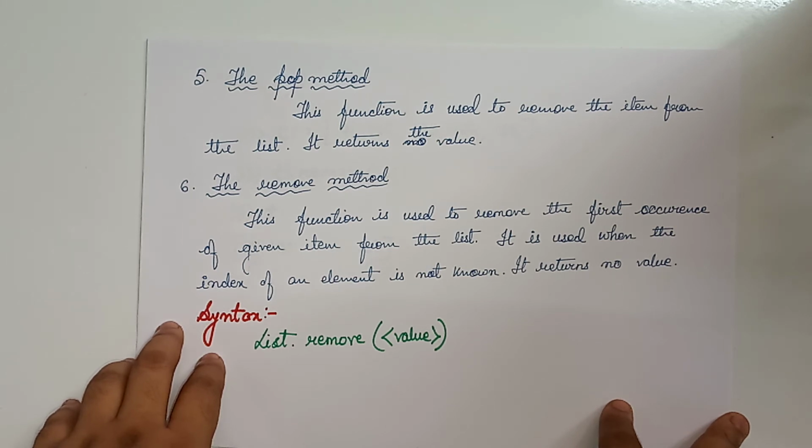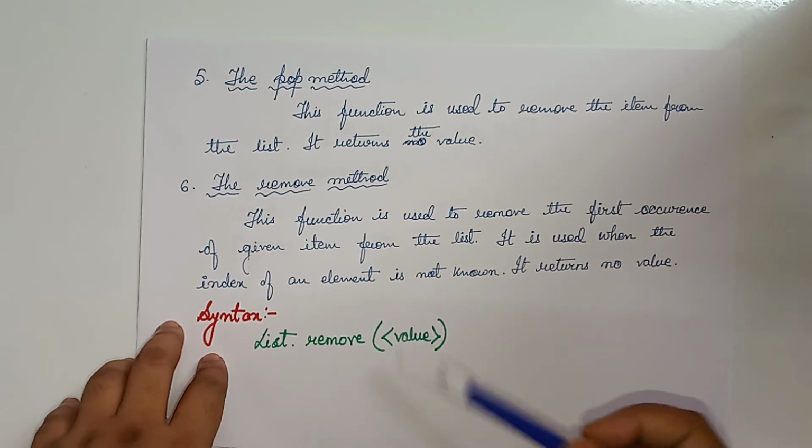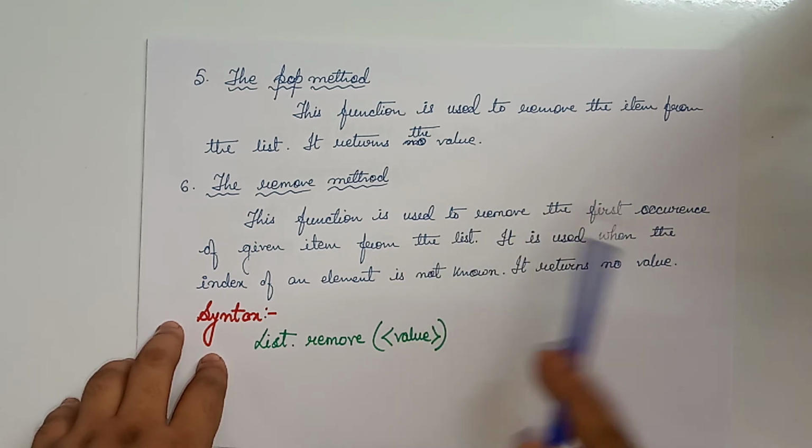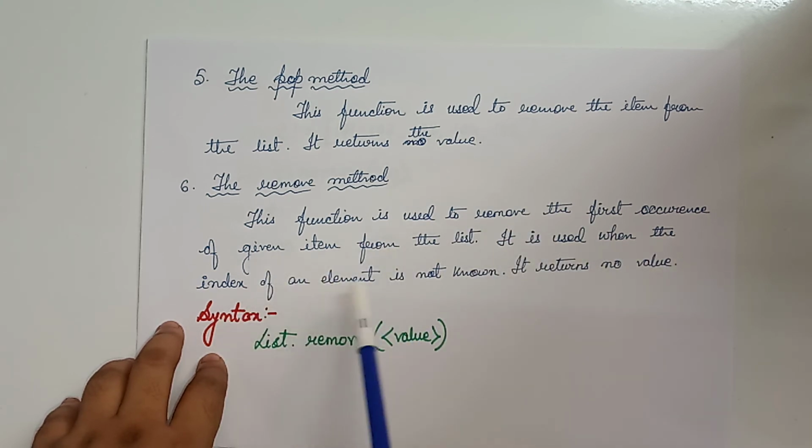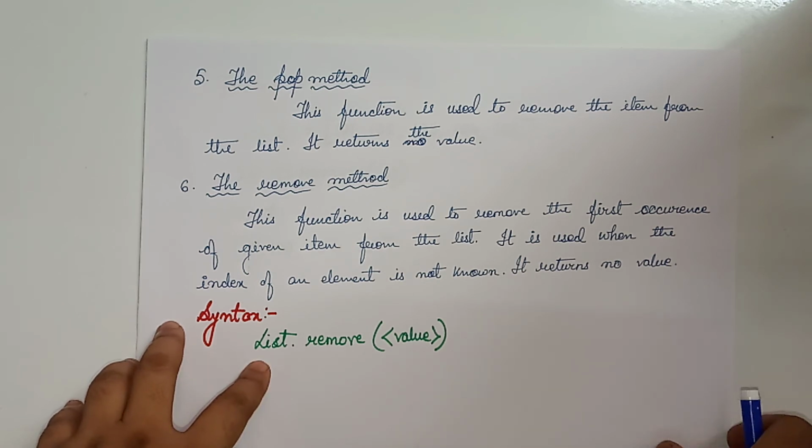But in case we don't know the index of a particular element, in that case we can use the remove method. We only have to pass the value or the element that we want to remove from the list. This function is used to remove the first occurrence of a given item from the list. It is used when the index of an element is not known. It returns no value. This is the syntax: list.remove, and within the brackets we have to mention the value.